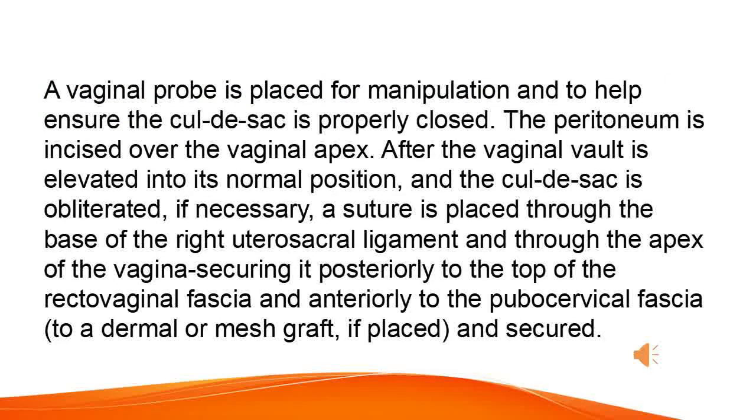A vaginal probe is placed for manipulation and to help ensure the cul-de-sac is properly closed. The peritoneum is incised over the vaginal apex. After the vaginal vault is elevated into its normal position, and the cul-de-sac is obliterated, if necessary, a suture is placed through the base of the right uterosacral ligament and through the apex of the vagina, securing it posteriorly to the top of the rectovaginal fascia and anteriorly to the pubocervical fascia, to a dermal or mesh graft, if placed, and secured.